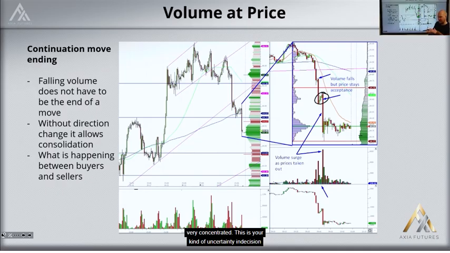This is your kind of uncertainty, indecision zone where you're getting this sort of consolidation battle between buyers and sellers before then the next leg that comes. Of course, you can get reversal. If you start to see that, that's clearly the end of movement.